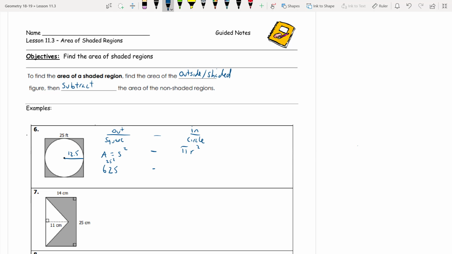So I'm going to have 625 minus 12.5 squared times pi. Now, we can square 12.5, and you end up with 156.25, and we're going to multiply that by pi. So we end up with 625 minus 490.9. And at that point, you just do a little simple arithmetic. Do 625 minus your 490, and you end up with approximately 134.1. We're dealing with feet squared. So it's find the area of the outside and subtract the area of the inside.